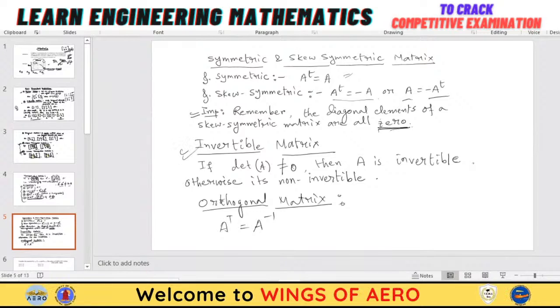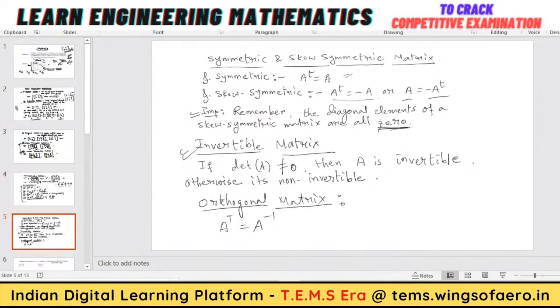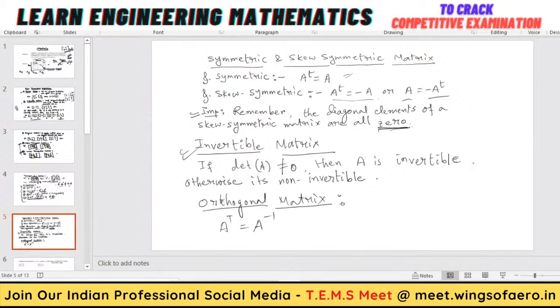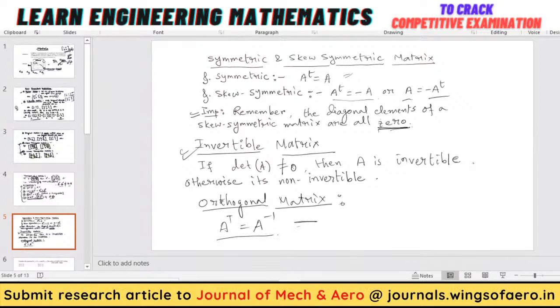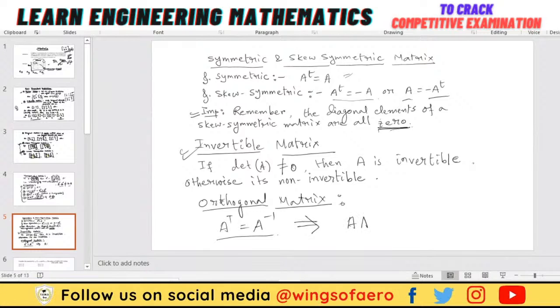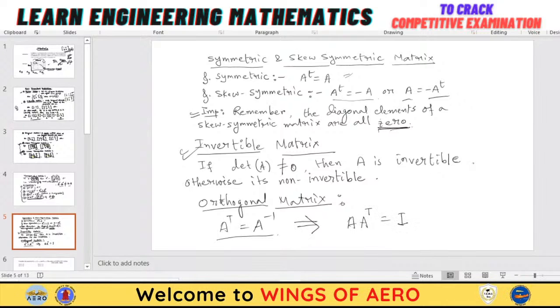Okay, invertible. Determinant of A is not equal to 0. It is called an invertible matrix. And orthogonal matrix: A transpose is equal to A inverse, or in other words, A into A transpose is equal to I. I means identity matrix.